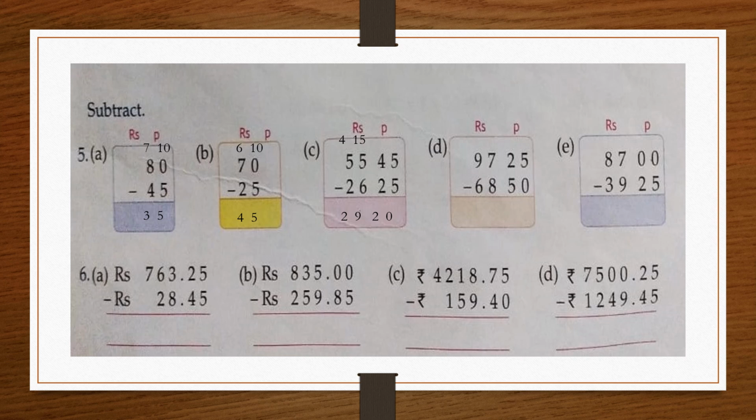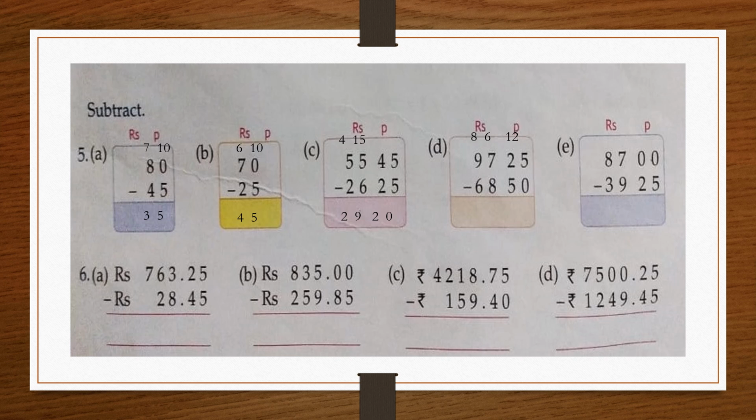Next, D section, 97 rupees 25 paisa minus 68 rupees 50 paisa. Now 5 minus 0 is 5, children. Now from 2 you cannot subtract 5. So you will borrow 1 from 7. The number 2 will become 12. So 12 minus 5 is 7. And 7 is reduced to 6. So it will become 6.